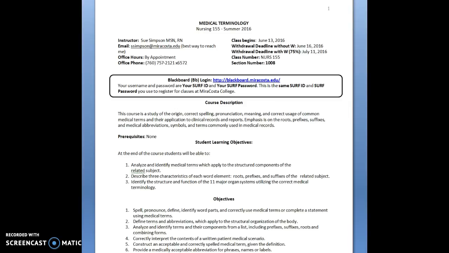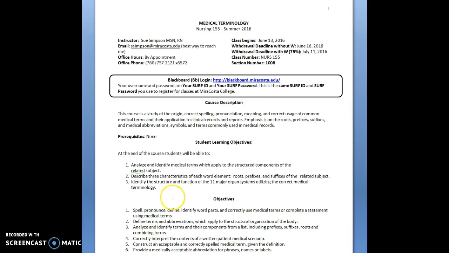So this course is the study of the origin, correct spelling, pronunciation, meaning, and usage of common medical terms and their application to clinical records and reports. Emphasis is on the roots, prefixes, suffixes, and medical abbreviations, symbols, and terms commonly used in medical records. So this is a language, when you're in the field of healthcare and medicine, that will come second nature to you. And if you get a good foundation in it, you can figure out what people are saying by looking at those root words with prefixes and suffixes. So it's a great tool to have.